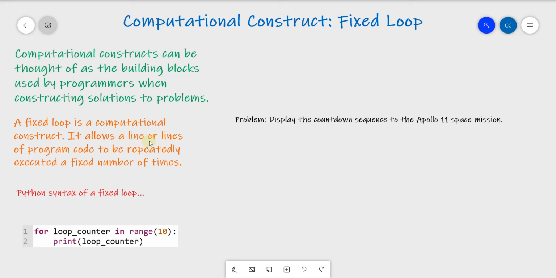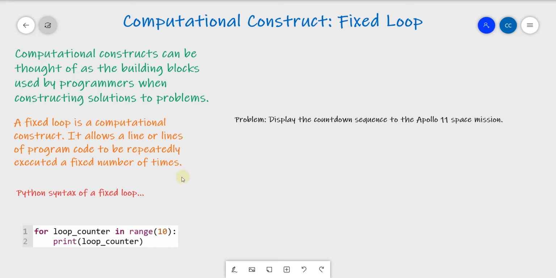It allows a line or lines of program code to be repeatedly executed a fixed number of times. Because if you think about it, under normal conditions, when you write your program, the computer translates and executes each line one at a time. As soon as that line has been executed, it's discarded and the next line is loaded and read. It needs to be instructed to go back up and read lines of code that it's previously executed. Otherwise, that will never happen in a program.